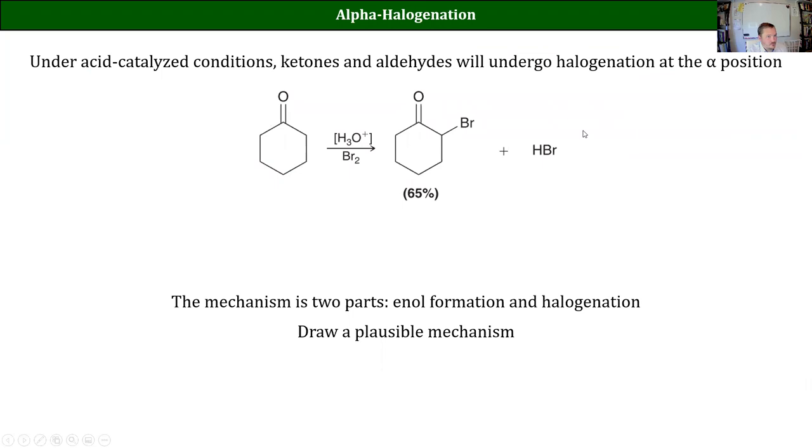All right, so let's talk about one of the primary reactions that we see for these alpha carbons. If we have acid catalyzed conditions and a halogen, we actually can wind up halogenating at the alpha carbon position and getting okay yields as well, about 65% yield. And it kind of follows some existing mechanisms we know, enol formation and then halogenation. So why don't you give that a try? Try and draw a mechanism for this that could account for how we see the product forming here.